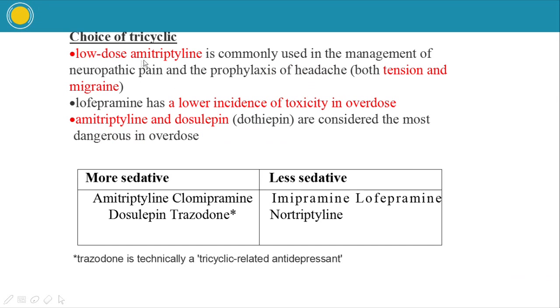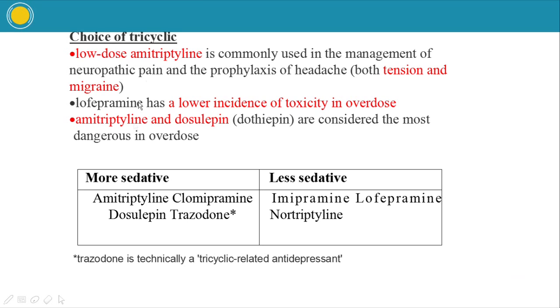Okay, how do we choose a tricyclic antidepressant? Okay, we use amitriptyline at low dose for neuropathic pain and for the prophylaxis of headache, both tension headache or migraine. Low dose amitriptyline for neuropathic pain and for prevention of headache. And lofepramine has no incidence of overdose.